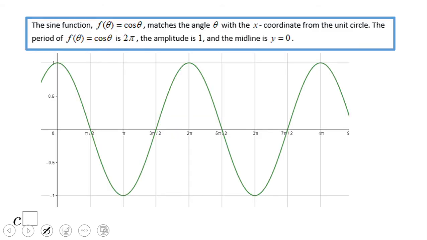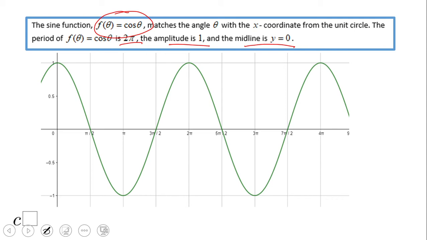In this video clip, we're going to take a look at some graphs of the cosine function. First of all, let's take a look at the parent graph, f of x equals cosine of x, or f of theta equals cosine of theta. The period of the graph is 2 pi, the amplitude is 1, the midline is y equals 0. And you can see here two periods.